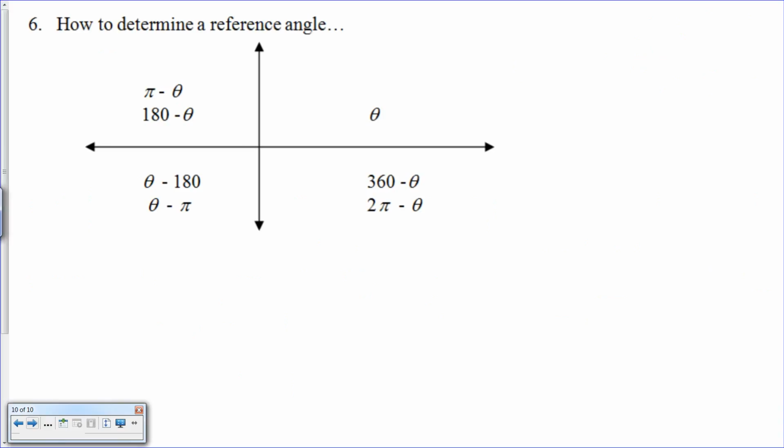The last thing that you could write down, you don't have to. The book makes a big deal out of this, and it's saying basically how you can get your reference angles. We've shown how to get them with degrees, but you can do the same exact system with radians. Notice that pi is just substituted for your 180s, and 2 pi is substituted for your 360s.